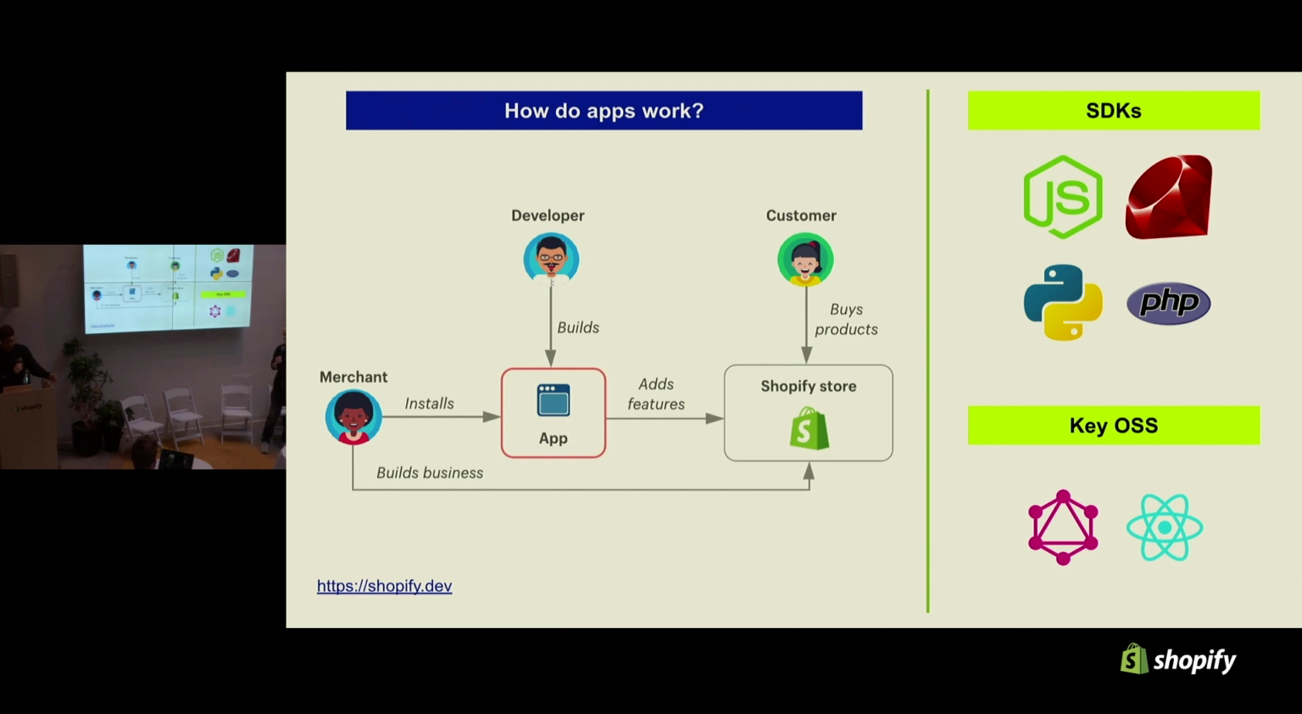Some of the SDKs that we encourage you to use are Node.js, Ruby, Python, PHP, and some key open source software is GraphQL and React. I do want to point out that you're not limited to these technologies, but these are some of the examples that we like to show. Yeah, I think I saw an example of a Go SDK. I think there's an unofficial one. So basically, you just need anything that can make a REST call or a GraphQL call.